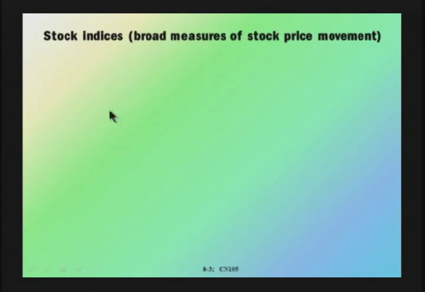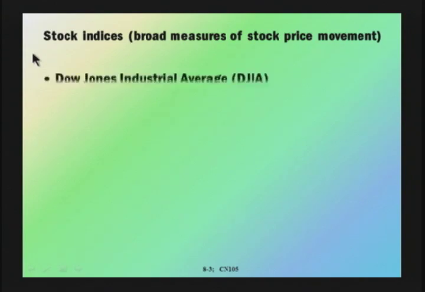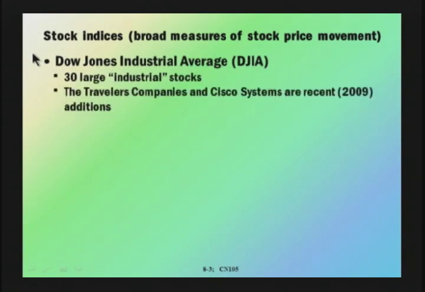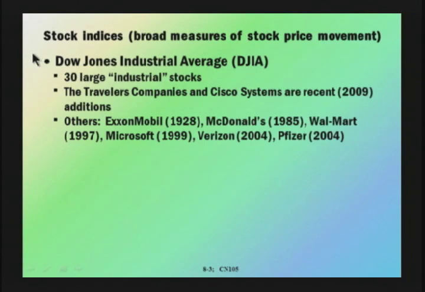We measure the performance of the stock market through what are called stock indices. These are broad measures of stock price movement, basically showing us if the value of the overall stock market is going up or down, and how fast, perhaps percentage-wise, those values are changing. The Dow Jones Industrial Average is perhaps still the best known measure of stock market performance.